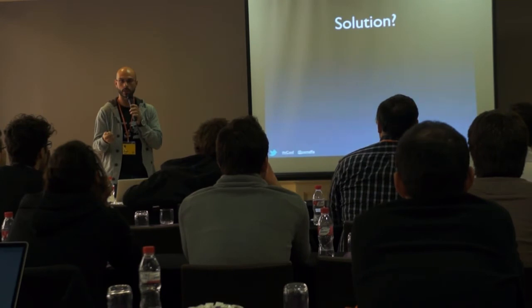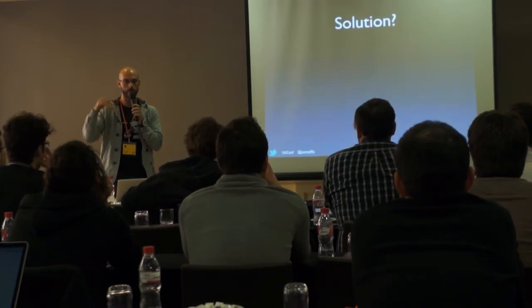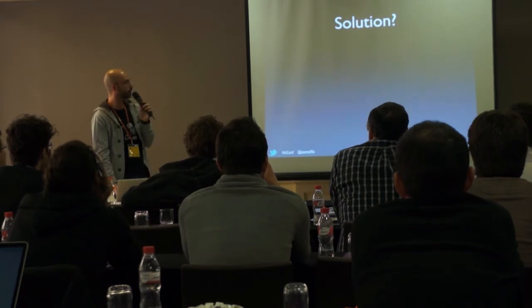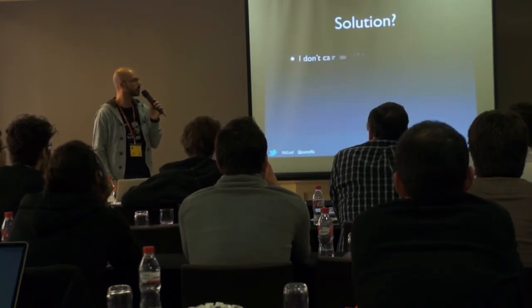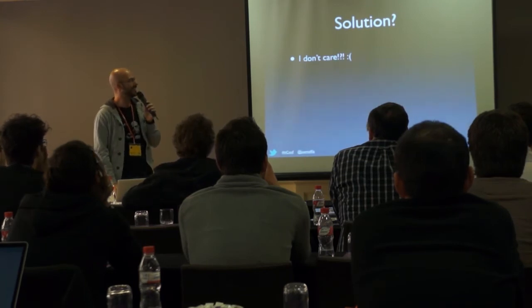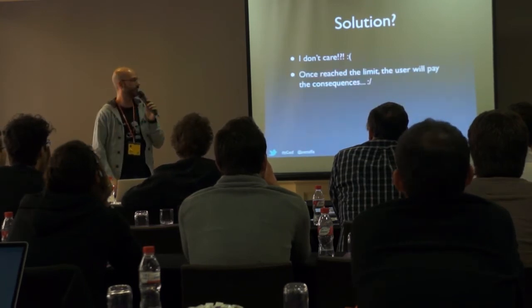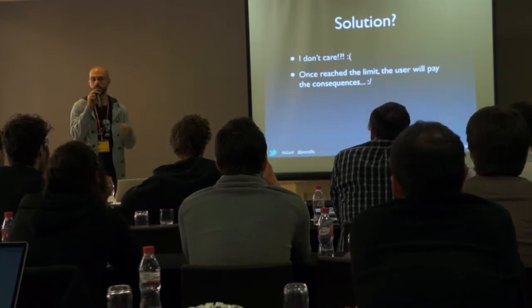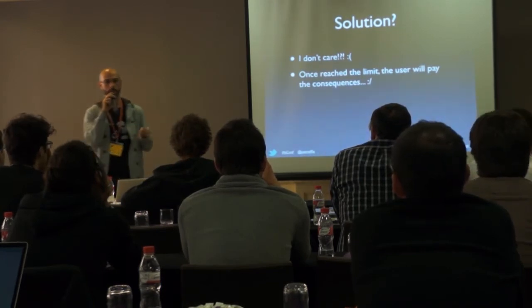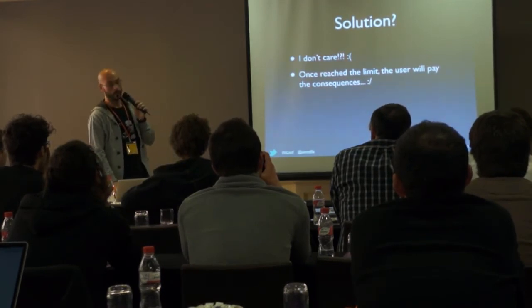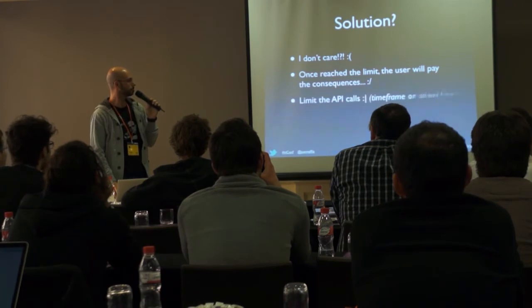So when I was building the application, I was trying to think what could be a solution for my simple app to avoid running into the Foursquare limit, where Foursquare just gives me an error and the user doesn't get any data. I thought, well, you know what, I don't really care, whatever happens. But that's not a great solution. Once I reach the limit, the user will pay the consequences, shut down the application, and send me an email saying your application sucks, and I will deal with the consequences.